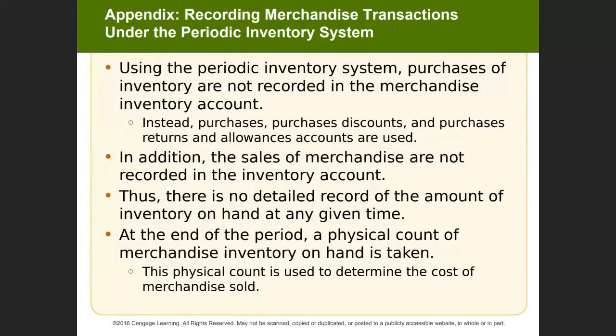So using the periodic inventory system, purchases of inventory are not recorded in the merchandise inventory account. Instead, purchases, purchase discounts, and purchase returns and allowances accounts are used. In addition, the sales of merchandise are not recorded in the inventory account. Thus, there is no detailed record of the amount of inventory on hand at any given time. At the end of the period, a physical count of merchandise inventory on hand is taken, and the physical count is used to determine the cost of merchandise sold.